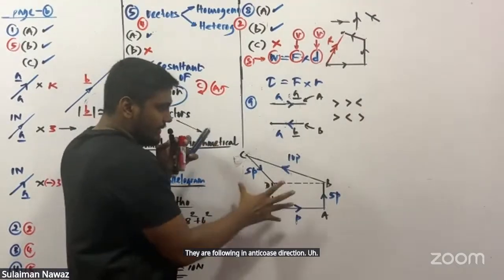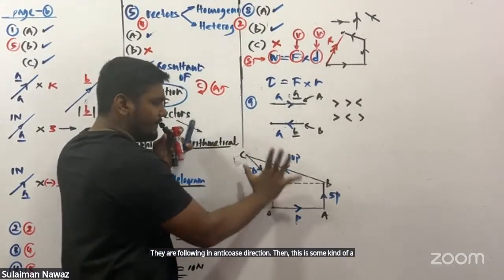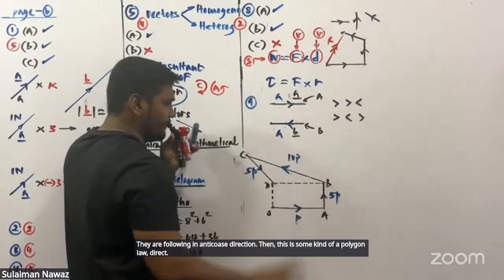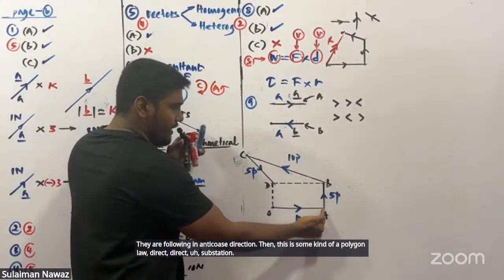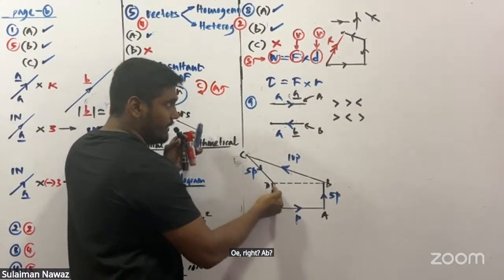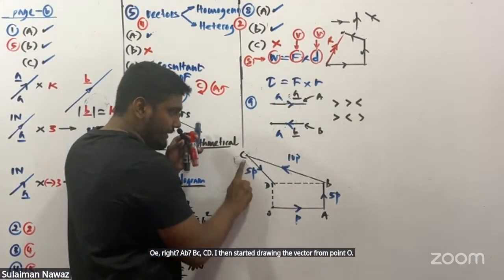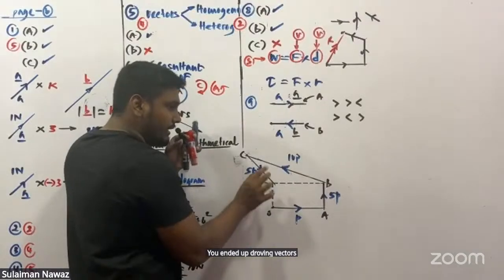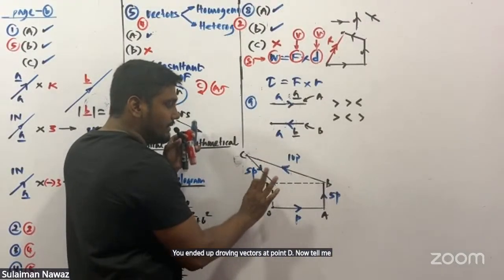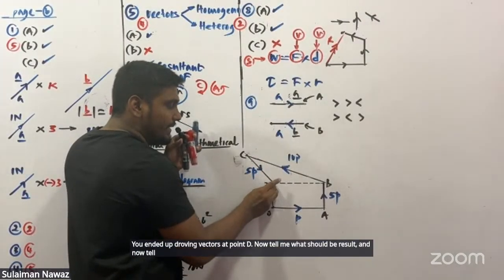Then this is a direct case of polygon law. OA right, AB, BC, CD. You started drawing the vectors from point O and ended at point D. Now tell me what should be the resultant.